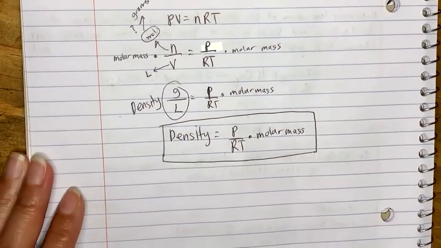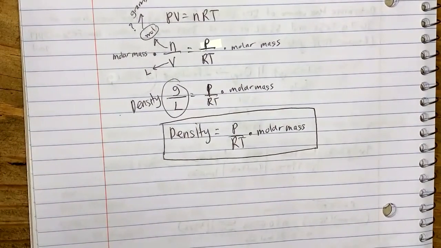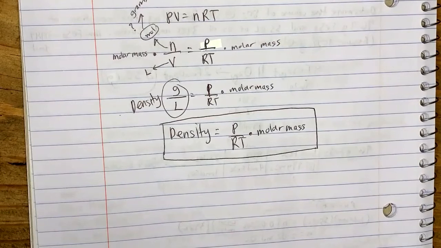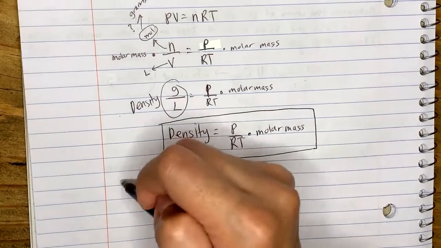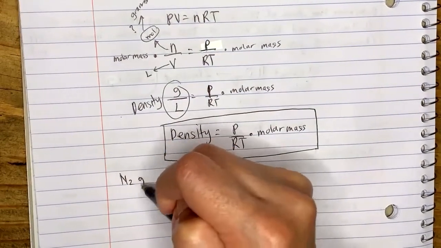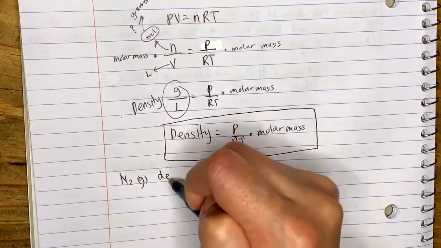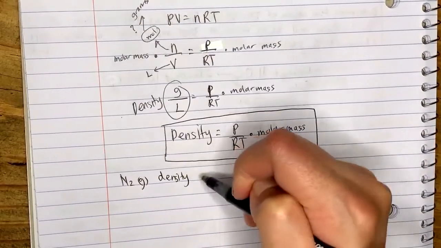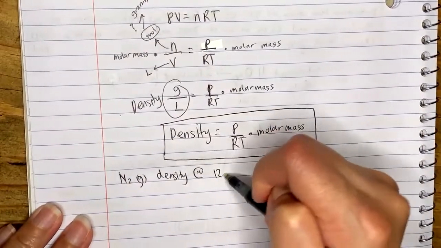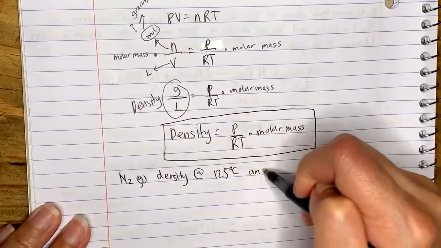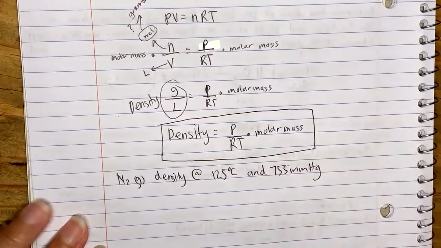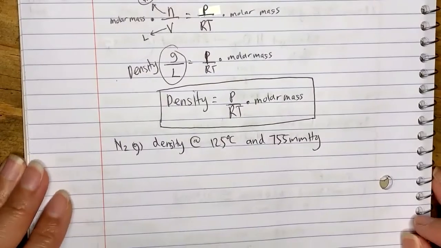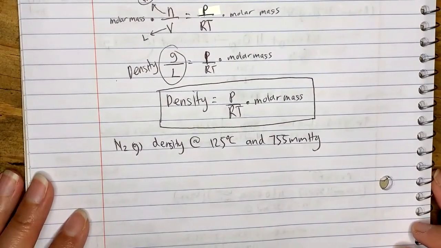Okay, so we are going to do that problem. So let's go ahead and now give you a set of parameters. We're still going to look for nitrogen, okay? We'll do nitrogen gas, find its density at 125 Celsius and 755 millimeters mercury. So definitely not STP, okay? So we have to put all the information in now.